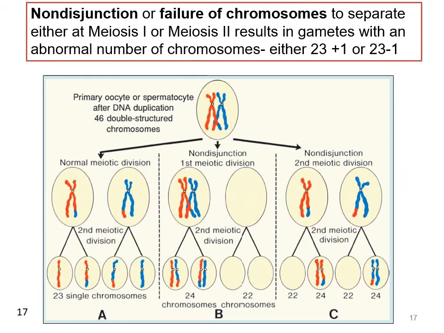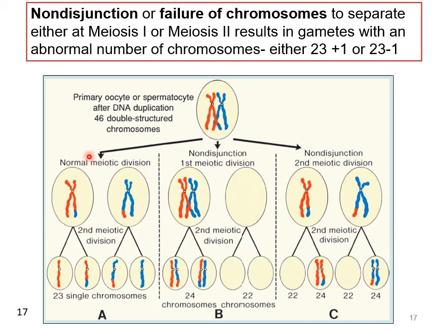Okay, now let's see how gametes with an abnormal number of chromosomes can result. This is known as non-disjunction, or failure of chromosomes to separate either in meiosis 1 or meiosis 2 of either spermatogenesis or oogenesis, it doesn't matter when. This can result in gametes with an abnormal number of chromosomes, either one more or one less. So let's understand how this happens.